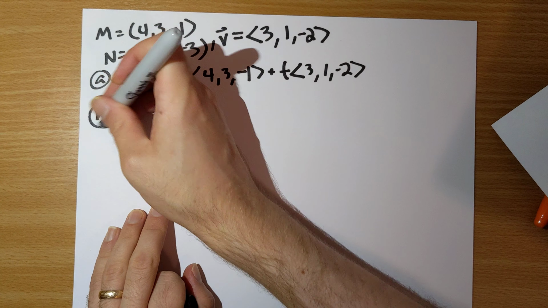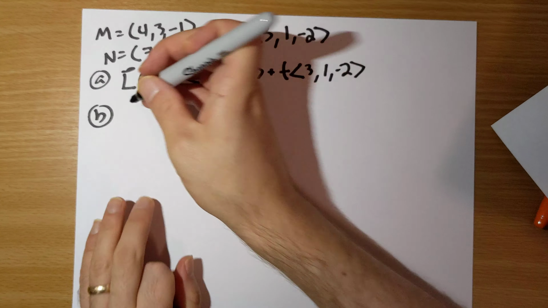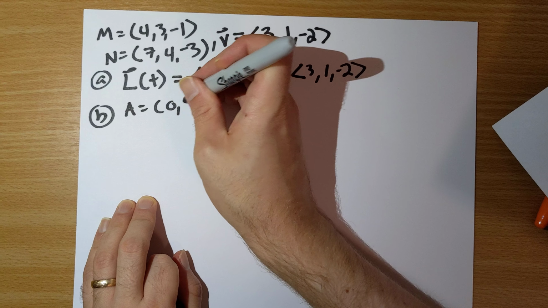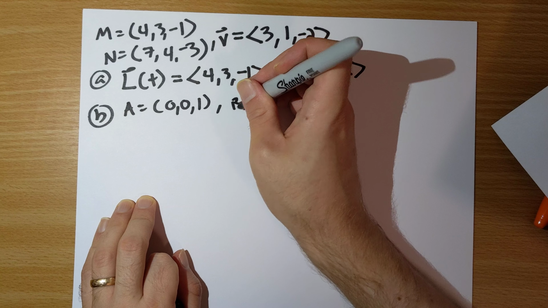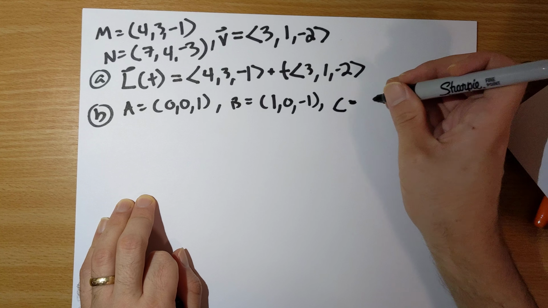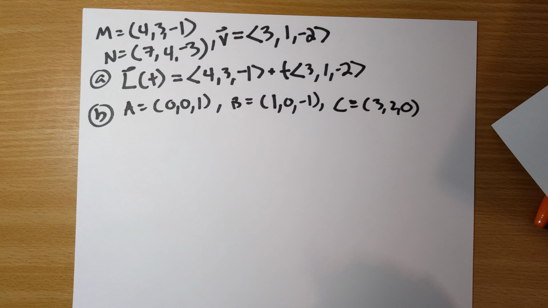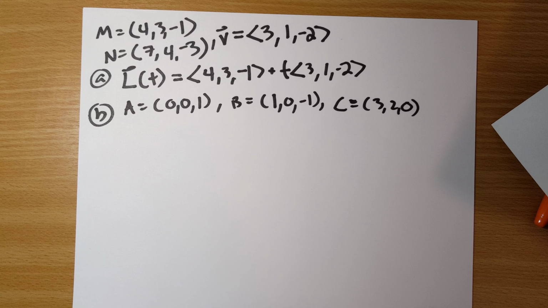In part B, we are being asked to find an equation for the plane that contains A, B, and C. So A is the point (0, 0, 1). B is the point (1, 0, -1). C is the point (3, 2, 0). How do we go from 3 points to a plane? Equation of a plane requires a point and a normal vector.